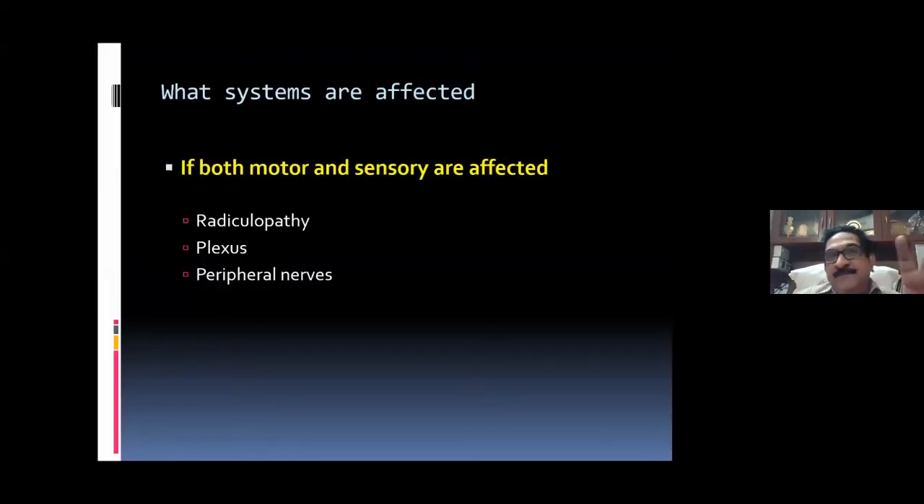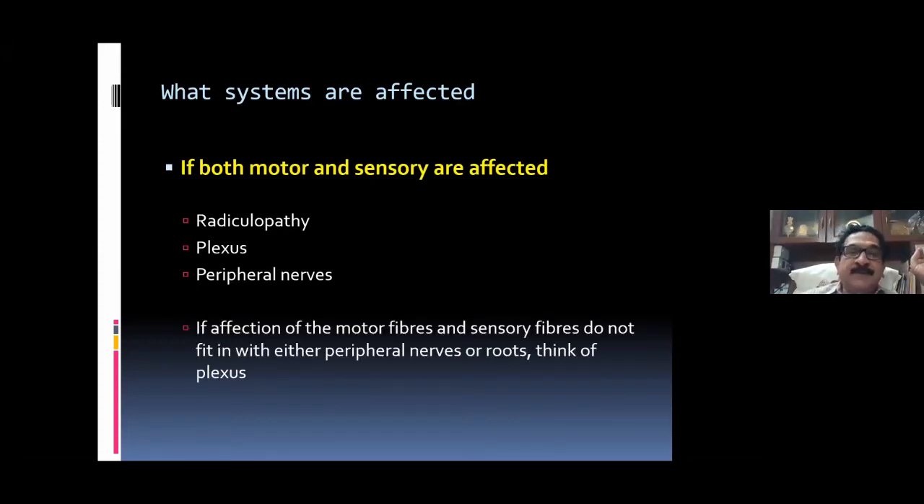Now, if you find a person with both motor and sensory affected, then you don't think of a pure sensory neuronopathy or ganglionopathy. You don't think of a myogenic muscle disease. Don't think of anterior horn cell disease. Think of radiculopathy, plexus, and peripheral nerves, which are both combined motor and sensory.